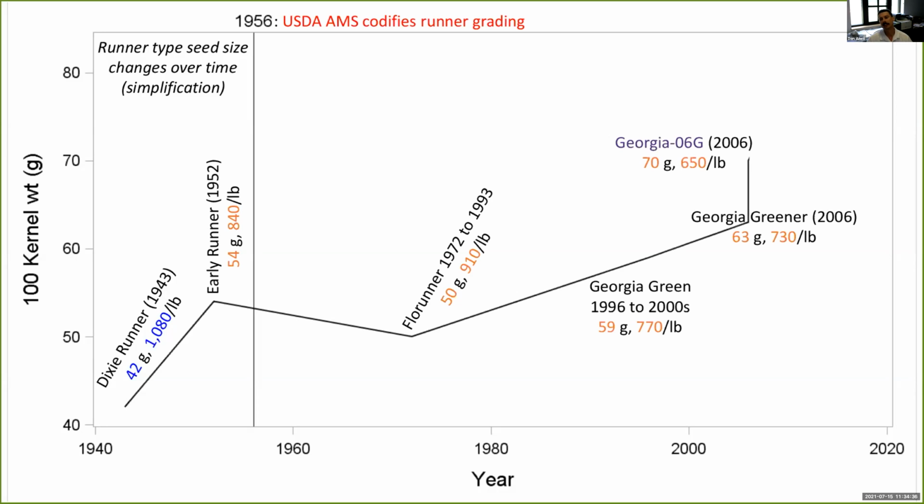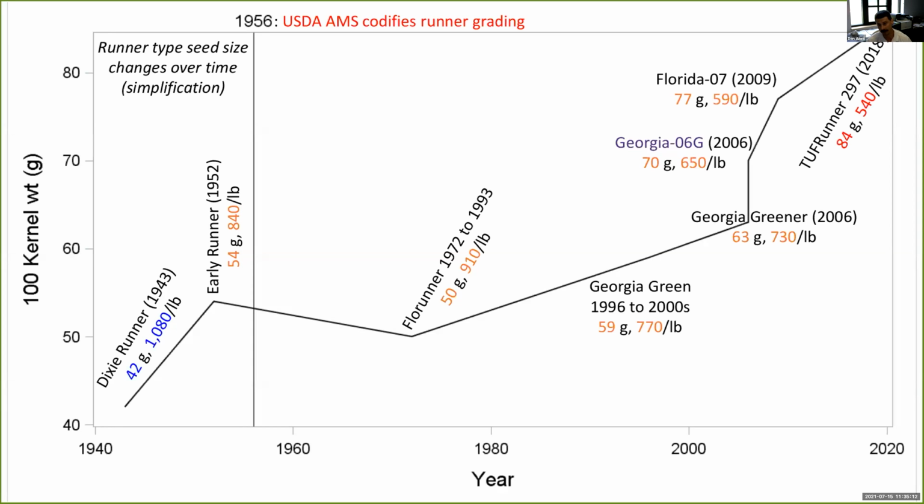After that, in 2006, we've got 2 commonly named varieties, Georgia Greener and Georgia-06G, with seed weights of 63 grams and 70 grams. So it's starting to see a little bit of an increase there. And this is more or less where we arguably are at this point in time, with Georgia-06G still being the predominant runner market type on the scene today. These are pretty much the major market types, and we don't have every single cultivar listed here. But since this time, we have seen a number of other cultivars that have increased seed sizes with respect to these other ones.